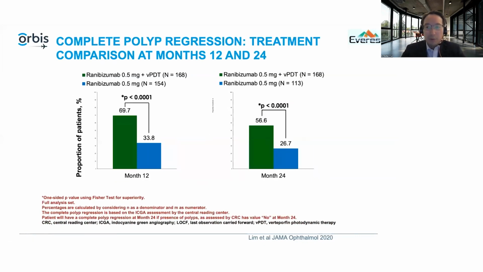In terms of polypoidal lesion regression, also much higher for the combination arm. So first year, about 70% for the combination arm. At 24 months, about 56%, whereas ranibizumab around 30 to something percent first year and 26% in the second year.